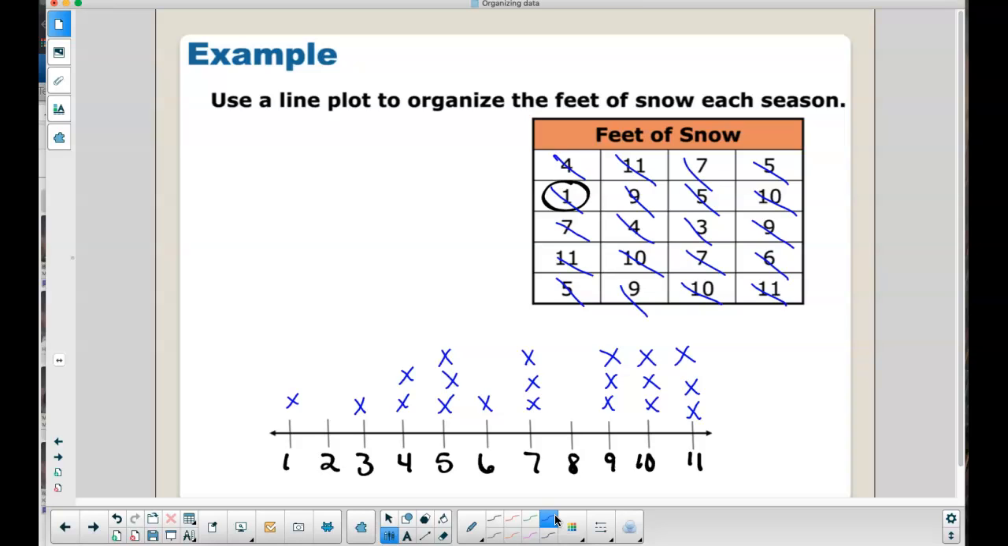Really? 9. And you guys are able to answer those questions way quicker when it's organized on a line plot. If I just gave you this table and said how many times did they get at least 9, it would take you a little longer because you have to actually go through and count them. Here, it's easy to just look at. Okay. All right, questions on line plots? You'll have to do a couple of those on your homework.